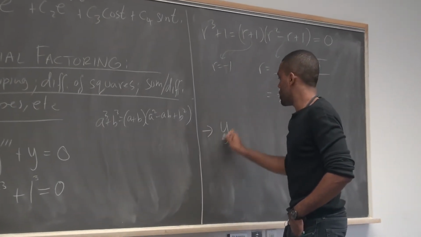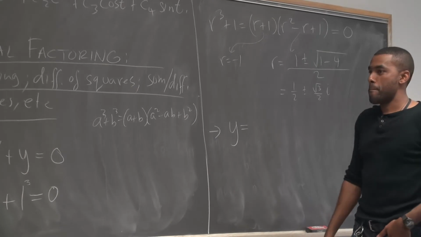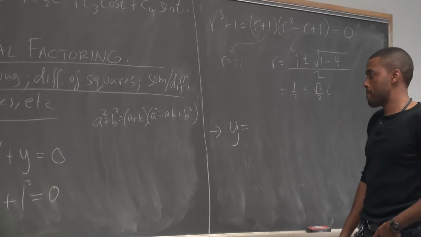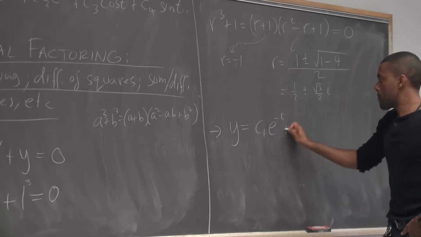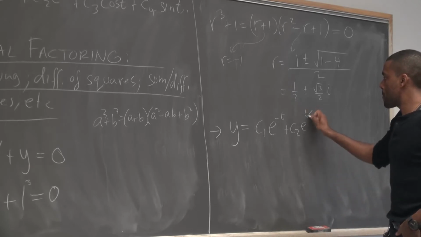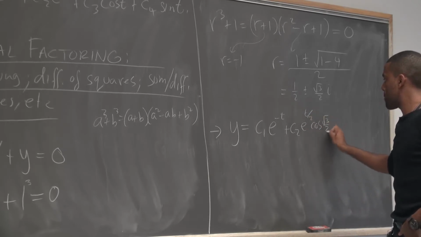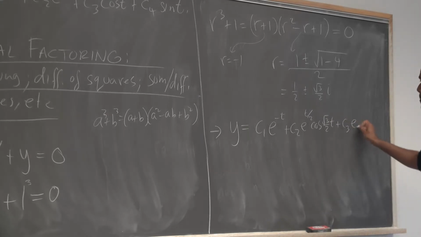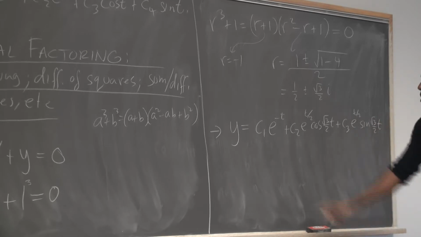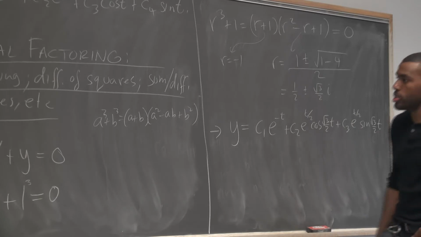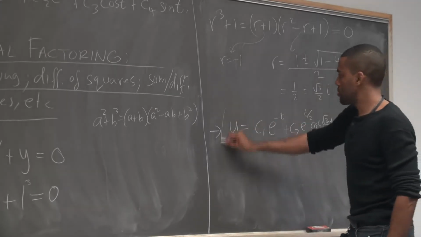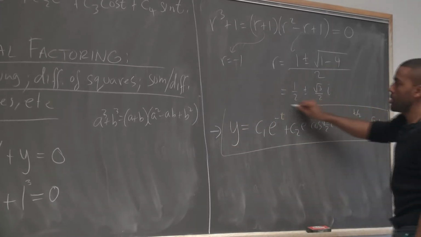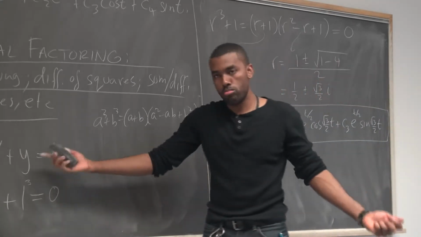So the solution is C1 e to the negative t plus C2 e to the t over 2 cosine of root 3 over 2 t plus C3 e to the t over 2 sine of root 3 over 2 t. Right, and we have 1, 2, 3 linearly independent solutions for a third order differential equation. So that's everybody. I'm actually going to show you another way to do this later on. But yeah, if you see something like this, sum of two cubes.